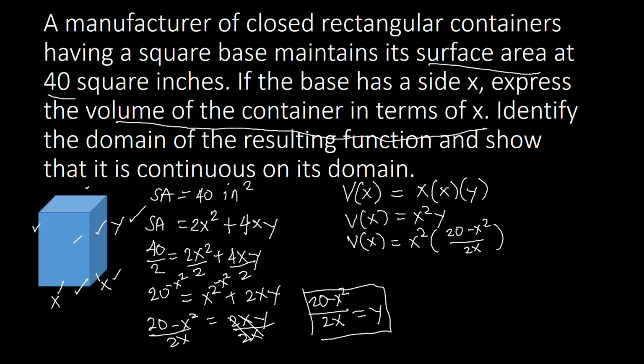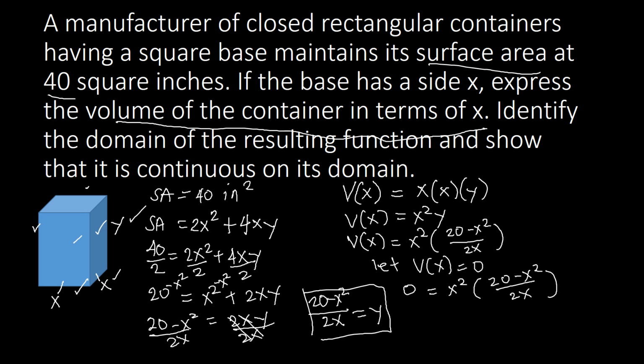And then we let our V of x be equal to 0 since we wanted to solve for the values of x, which will serve as the interval of our domain that are going to be accepted as part of the values of your x. So plugging in, V of x here will become 0. That will be equal to x squared times 20 minus x squared over 2x.